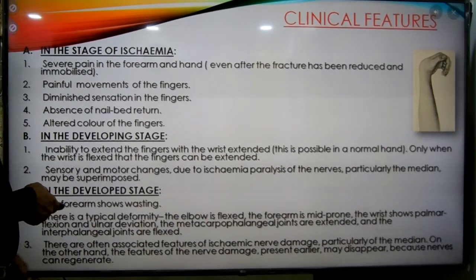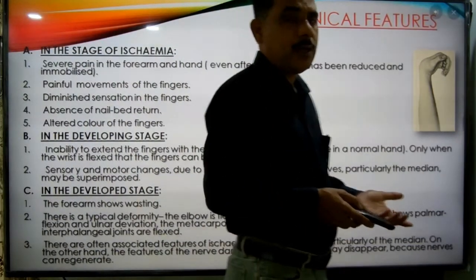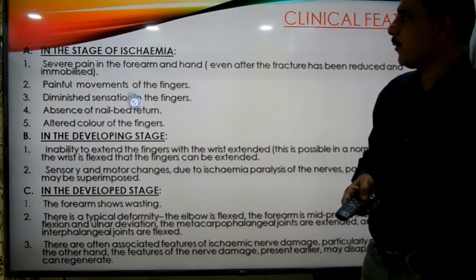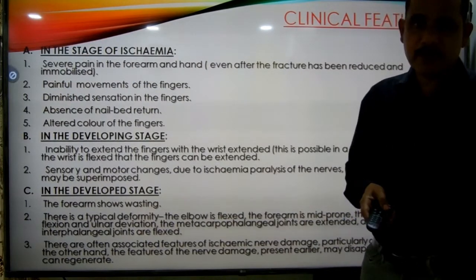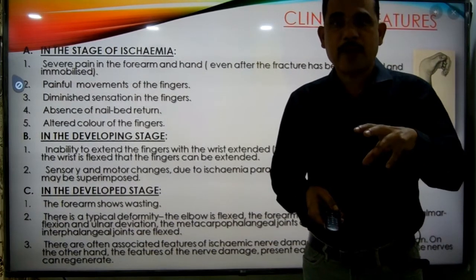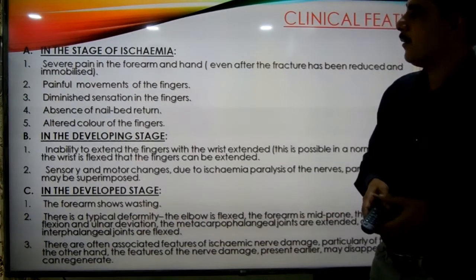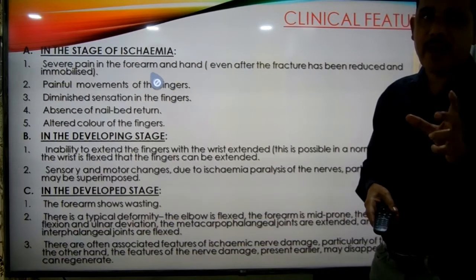Next, the clinical features. The clinical features are variable with the development of the contracture. The developmental stages: the first one is the stage of ischemia, meaning as soon as there is a decreased blood supply, and due to this impaired blood supply, there will be manifestations.